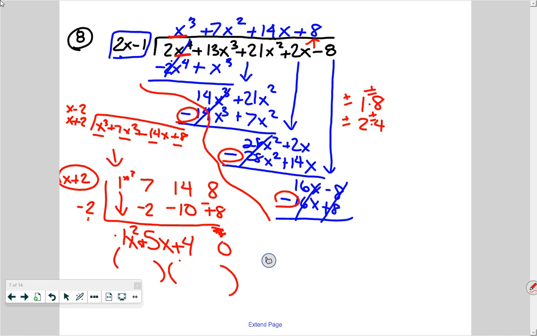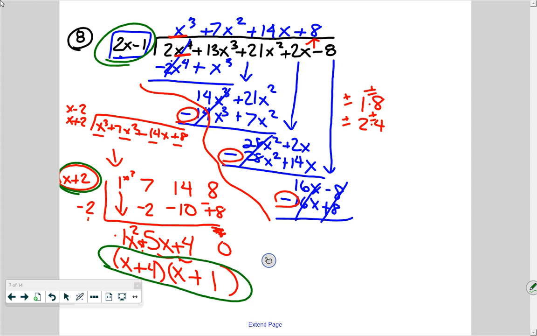Okay, signs are the same. They're both going to be positives. Split up my x's, and then you read backwards. What are your factors of 4 that add to give you 5, which would be 4 and 1. Okay, so our 4 answers are 2x minus 1, and x plus 2, and then these guys right here. So you should have 4 parentheses. And you have 4 parentheses because when you started, it was x to the 4th, okay? So that's what tells you you're going to have 4 parentheses.